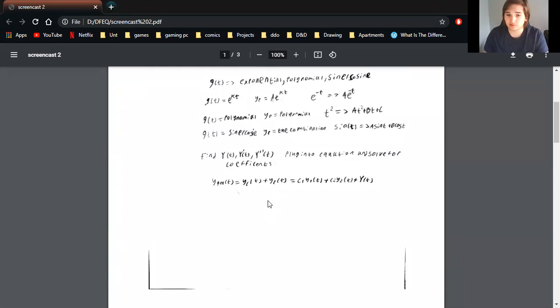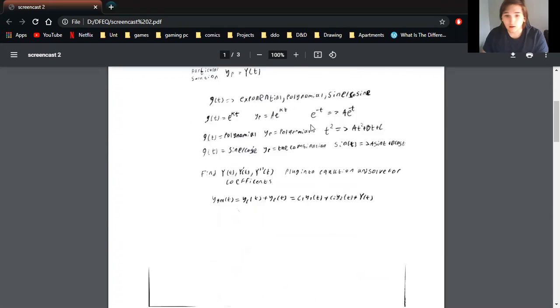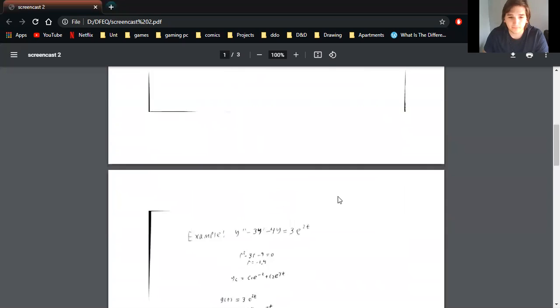And then you take that particular solution and your general solution and combine the two. You just add them together, like it says up there in the solution, y equals yc plus yp. So it should look something like c1 y1 of t plus c2 y2 of t plus capital Y of t. That should be what your solution looks like.